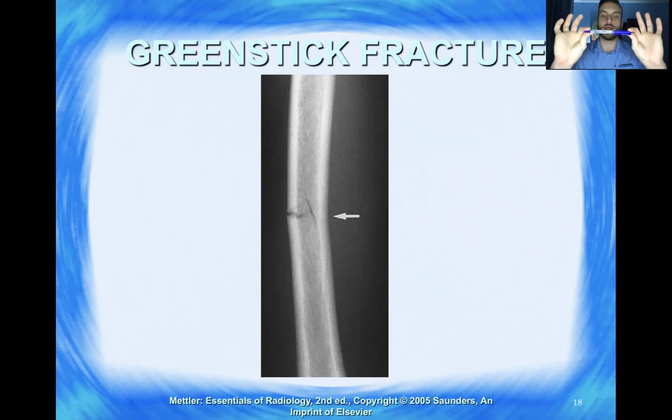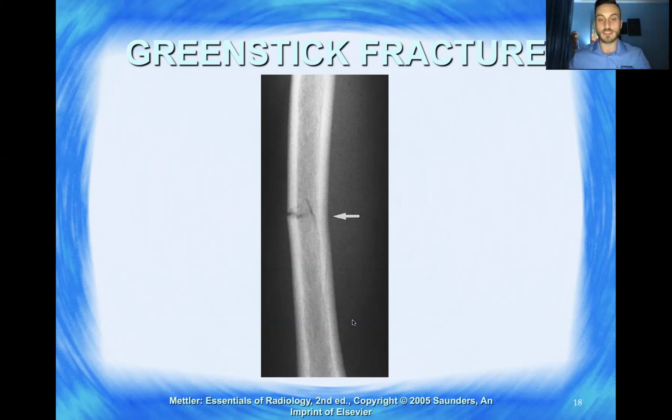Taking my pen, if I want to break this pen, I will apply compression, pushing with my thumbs. What will happen on this side? It will be compression. On the other side, it will be traction. On the compression side, the material can take the load and will resist. But on the tension side, it can't accommodate, so usually it will break from the tension side, not from the compression side.